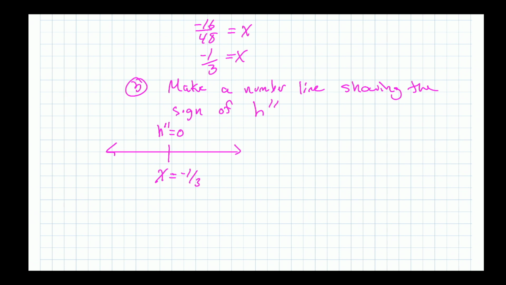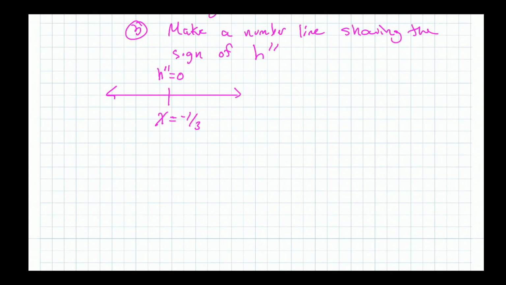Now, the reason I label it like this is because you can have problems where you have to do the sign for the first derivative and the second derivative, and you want to not mix up your stuff. So that's why I always label it that way. So at x equals negative 1/3, h double prime is 0, not h prime. So you make this number line. We know that the number line is now separated into two sections. We've got a section on the left side. We've got a section on the right side.